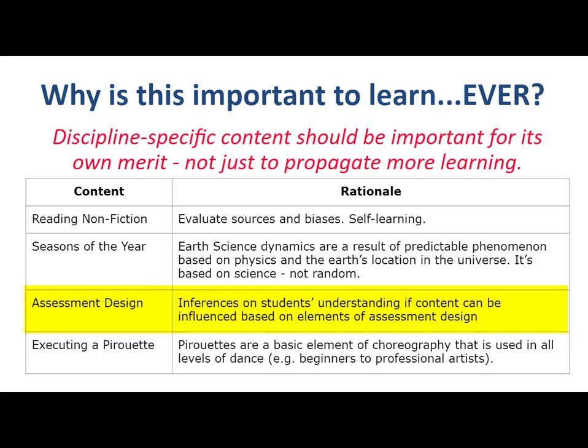That's the big idea. The rationale for executing a pirouette is not just because it's on some objective list for your school. The rationale for executing a pirouette might be that pirouettes are a basic element of choreography that's used in all levels of dance, from a beginning student all the way to a professional artist. So when we're looking at the rationale, you want to think of the worldwide view of why should anybody ever have to learn these particular things.